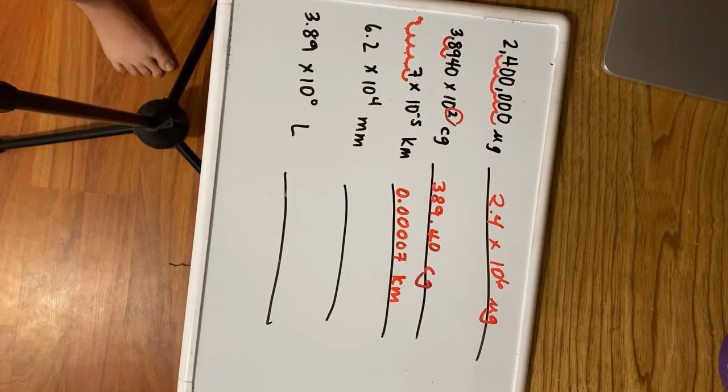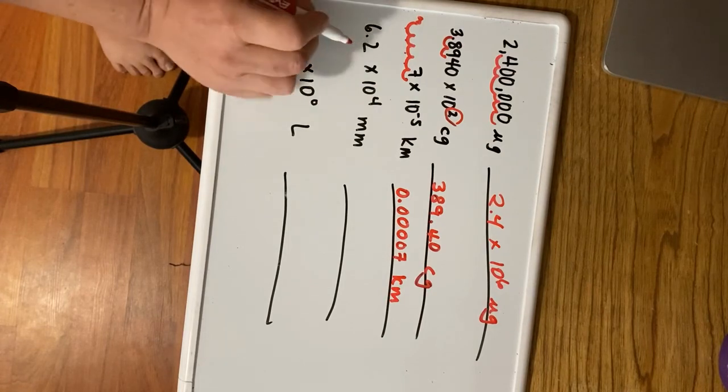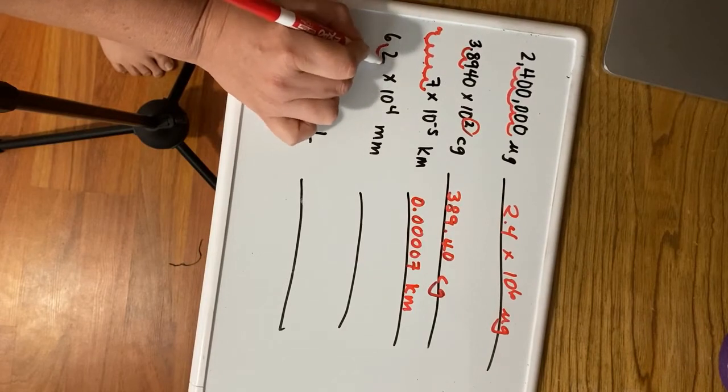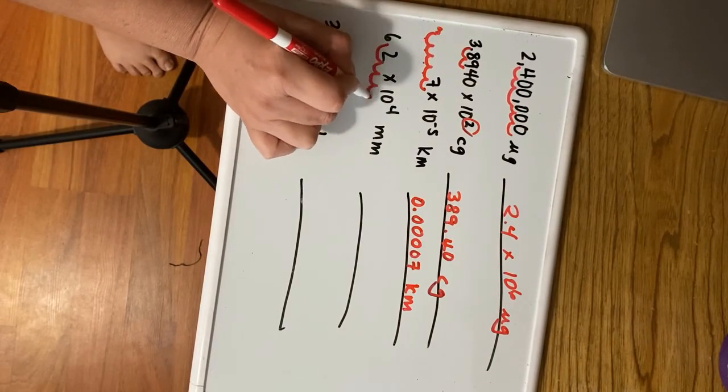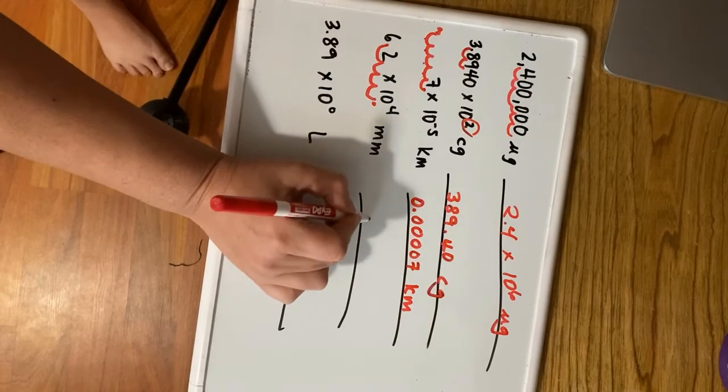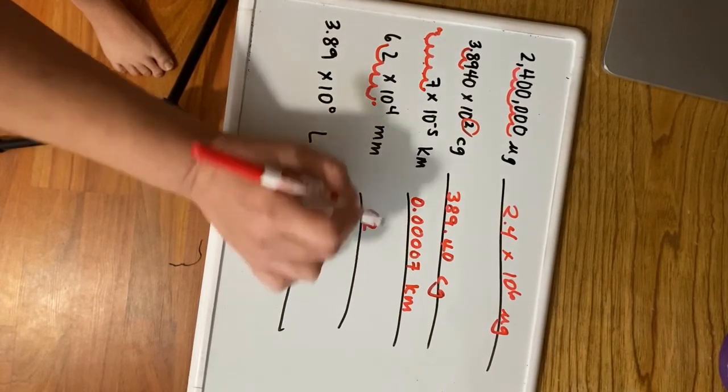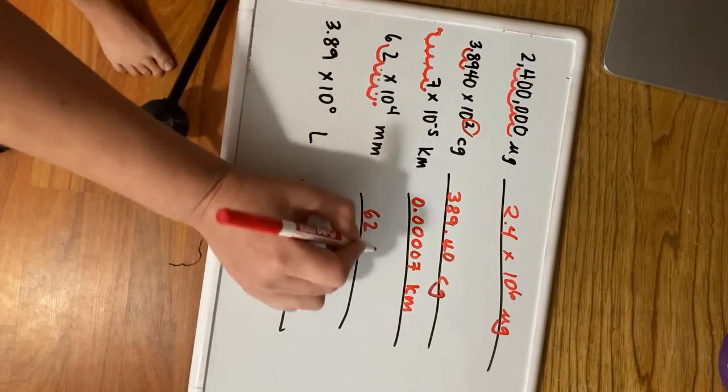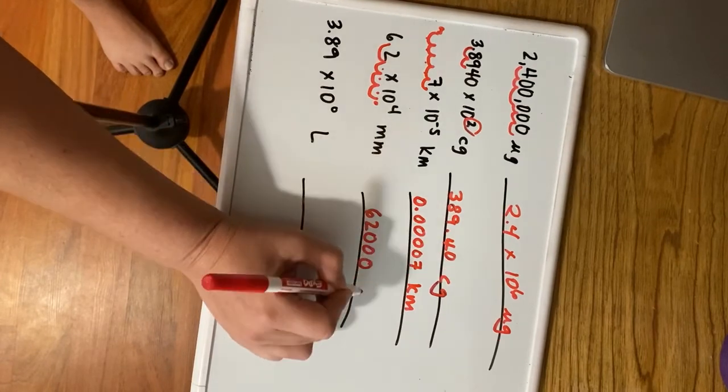6.2 times 10 to the 4. 4 is positive, so we're going to move to the right 4 times. 1, 2, 3, 4. So that's going to become 62000 millimeters.